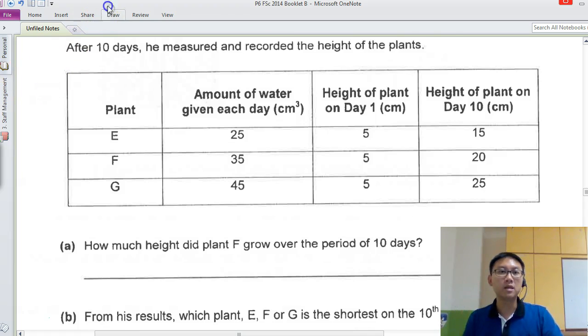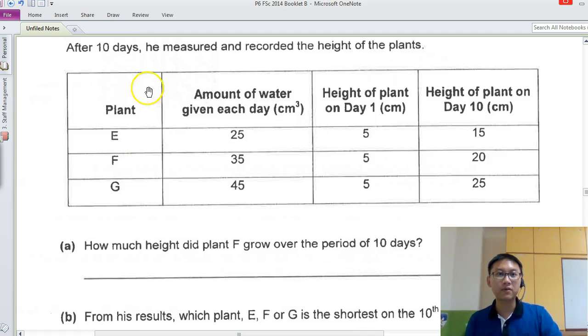So I've got plant E. Amount of water is 25 cm3. Now the height at day 1, you notice all are the same because it's all the same type of plants at the start. But the height at day 10 is 15. F, given more water, 35 cm3, seems to grow taller compared to 15. And finally G, given the most amount of water at 45 cm3, grew the tallest after 10 days at 25 cm. So the question A is asking how much height did plant F.